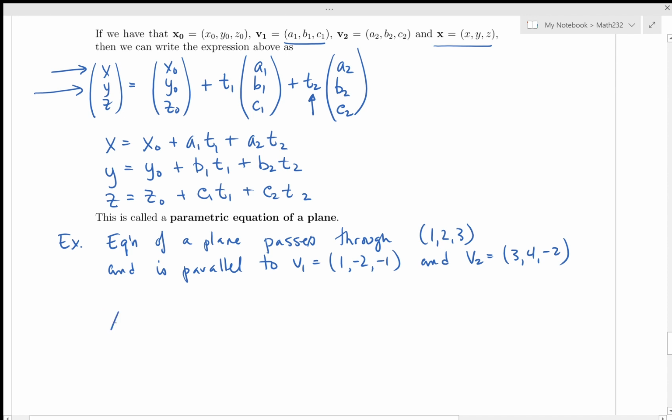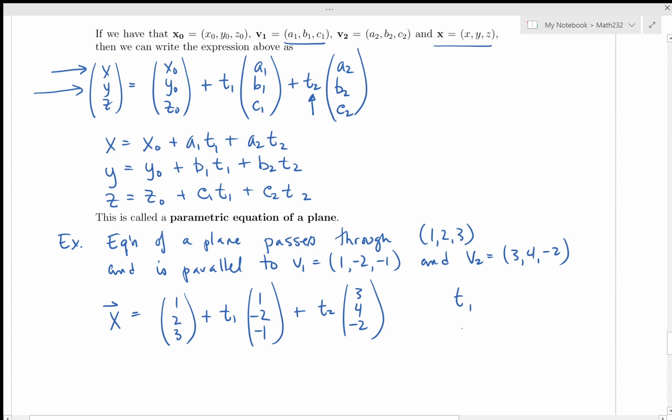Okay, so I'm going to write the equation of this thing here. It looks like this: 1, 2, 3 plus t1 times 1, minus 2, minus 1, plus t2 times 3, 4, minus 2. And again, t1 and t2 vary from minus infinity to infinity. That is the equation of the plane that passes through 1, 2, 3 and is parallel to those two vectors.